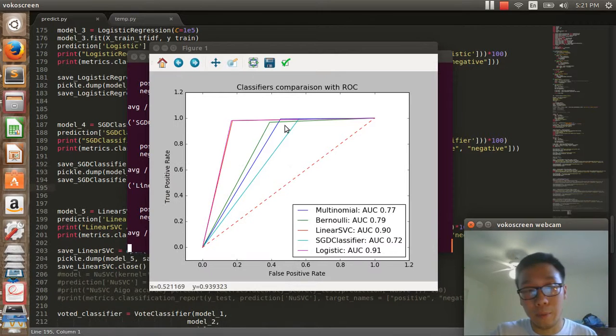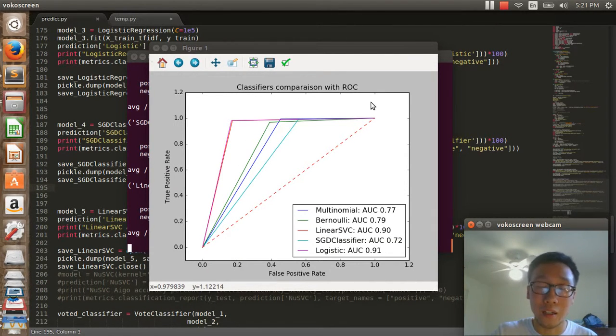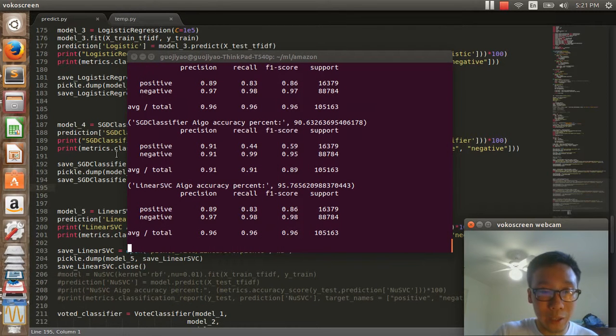So you see that if the curve is close to the center line, it doesn't belong to a good classifier. A good classifier should have a curve that's near the corner, and because it's near the corner, the area under the curve should be very large. That's AUC, the area under the curve. The logistic regression has the highest AUC value. I told you that it's a really nice one. So that's the comparison part.